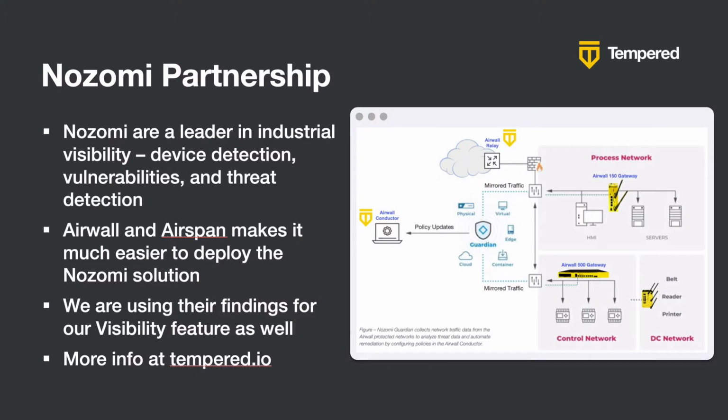One of the things I'm most excited to share with you is our new partnership with Nozomi. If you don't know, Nozomi are the leaders in industrial visibility, device detection, vulnerabilities, and threat detection in industrial networks. We're working with them with our new feature, called Airspan, to make it much easier for them to deploy sensors throughout the network wherever they need to and keep everything encrypted and secure. We're also working with them by importing their detections into our visibility feature. You can read more about this at tempered.io.